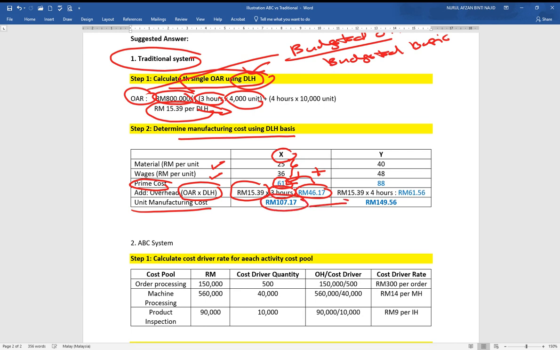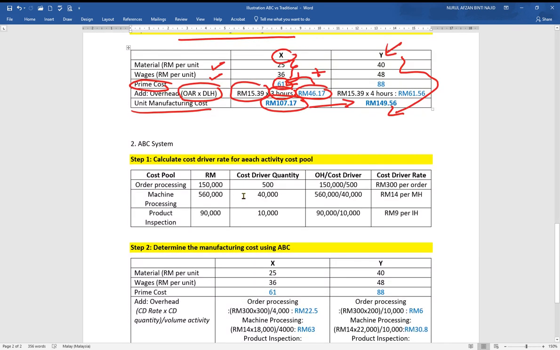So, the same goes for product Y, using the same formula and the same calculation as product X. So maybe you need to do it on your own for product Y. So how to get this figure? So you learn from the answer. Alright, so at least you understand how to get the figure and why the answer stated 149. So how to get the 149.